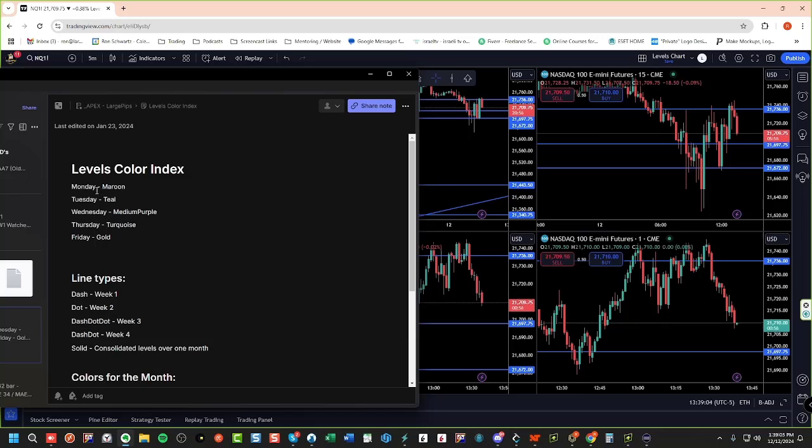If I could ever get this. Okay, so see, these are the colors that I have for the days of the week. Then each week has a different type of line. And then each month I consolidate all of them and put a solid line on it.